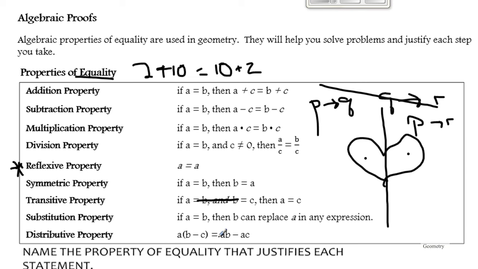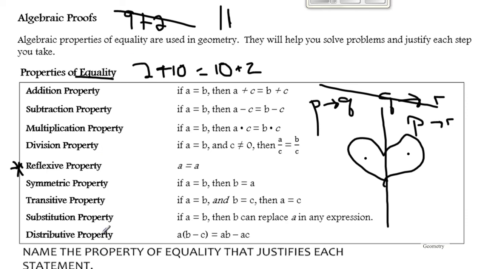Substitution property, anytime you substitute anything for anything else, that's a substitution property. So for example, if we know that A equals B, then B can replace A in any expression. Another good example of that would be if we know what 9 plus 2 is, we can replace 9 plus 2 with 11. So if I have 9 plus 2, I can substitute that for 11.